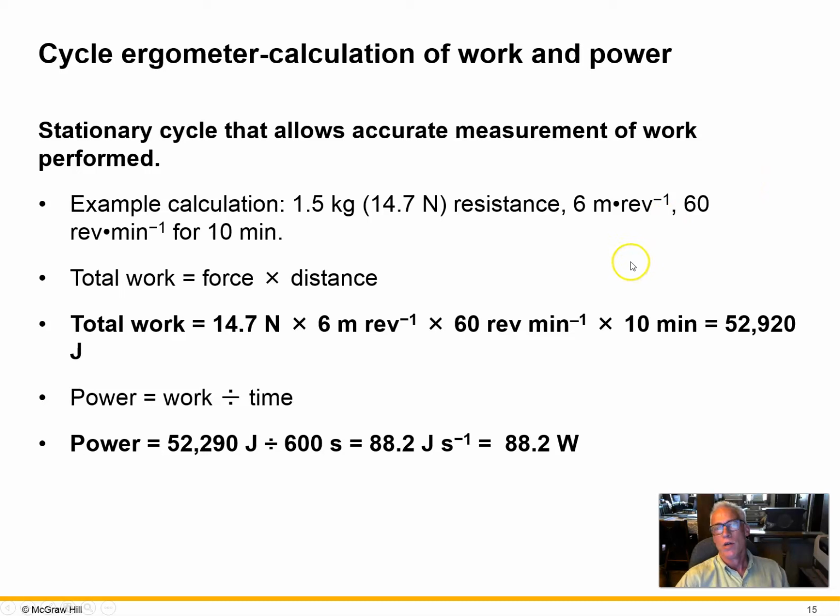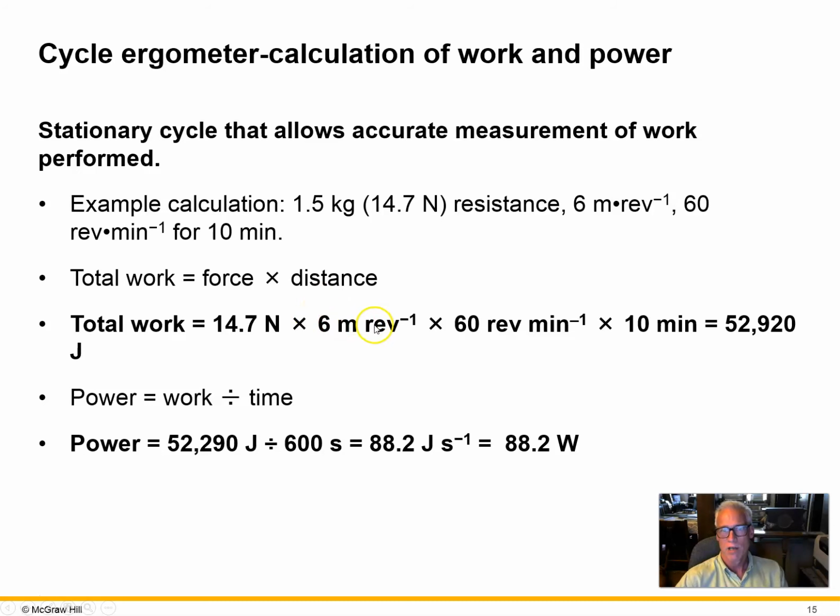We're just going to make the assumption or the estimate that every time the wheel spins on the cycle ergometer, that represents 6 meters of travel. That gives us our distance value, and we can convert from revolutions per minute to meters per minute, and then however many minutes we work for. So we have the resistance on the wheel is 1.5 kilograms, which is 14.7 newtons. We have 6 meters per revolution.